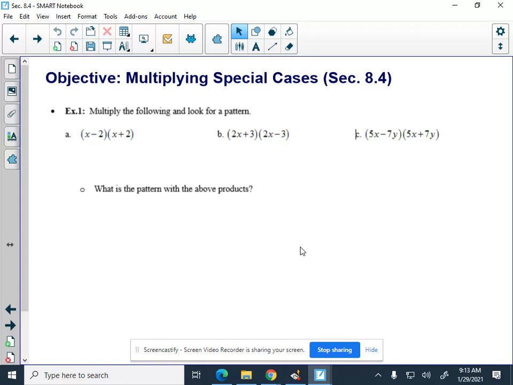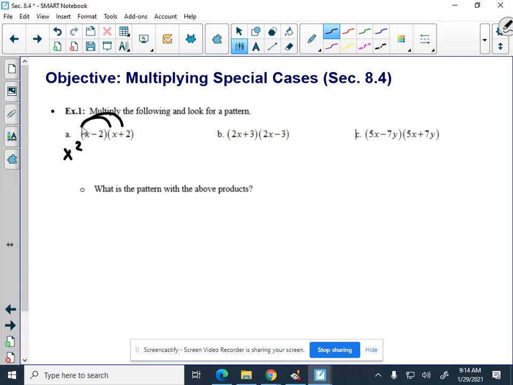You should be able to multiply this one. We've done this already. We did it in the last problem. X times x is x squared. X times 2 is plus 2x. Now you multiply the next part. Negative 2x times 2 is negative 2x. And negative 2 times 2 is negative 4.